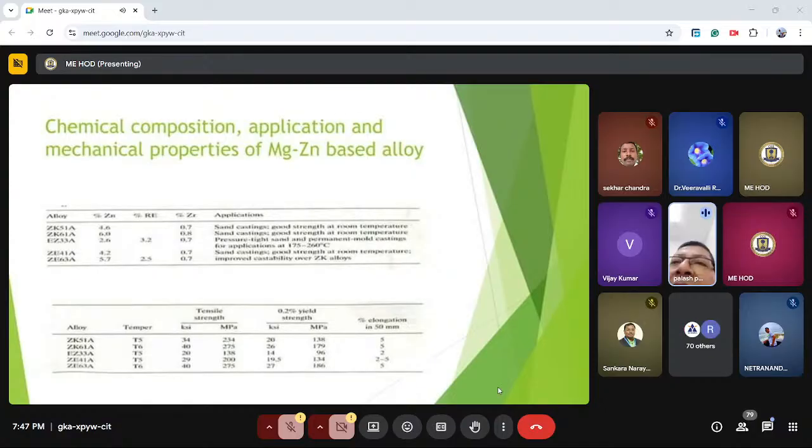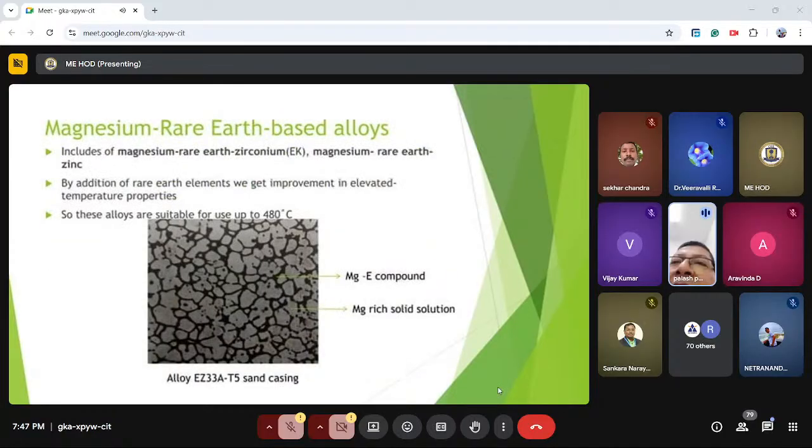Magnesium-rare earth alloys include magnesium-rare earth-zirconium alloys and magnesium-rare earth-zinc alloys. By adding rare earth elements, we get improved elevated temperature properties. So these alloys are suitable up to 400 degrees centigrade. In the microstructure, this white region is the alpha magnesium, and beside that the green region is the magnesium solid solution. The depleted zone is called eutectic alpha magnesium, and at the boundary there will be a lot of intermediate.